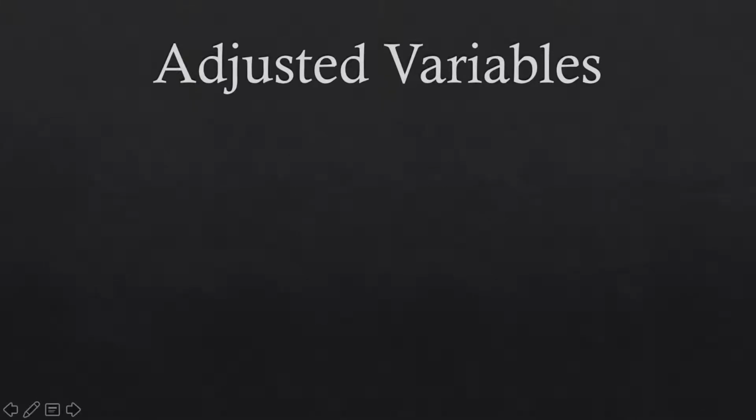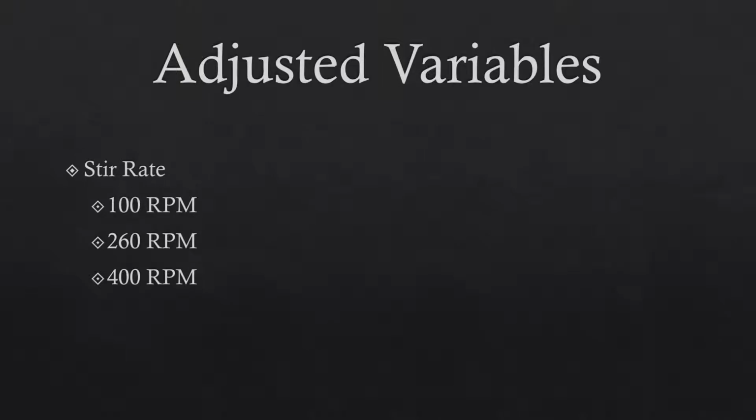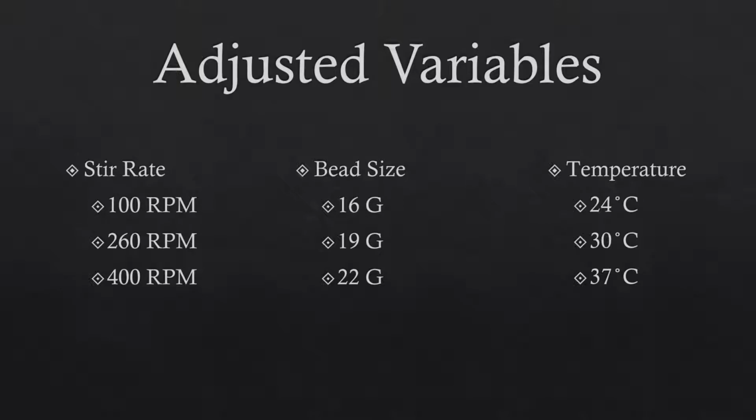To perform this experiment, 3 adjusted variables were chosen. The first variable chosen was stir rate, and the trials were run at 100 RPM, 260 RPM, and 400 RPM. The next variable chosen was bead size. This was varied by using different size syringe tips when creating the beads. The 3 syringe sizes were 16 gauge, 19 gauge, and 22 gauge. The last variable chosen was temperature. The 3 temperatures chosen were 24 degrees Celsius, 30 degrees Celsius, and 37 degrees Celsius to represent different conditions in the body.